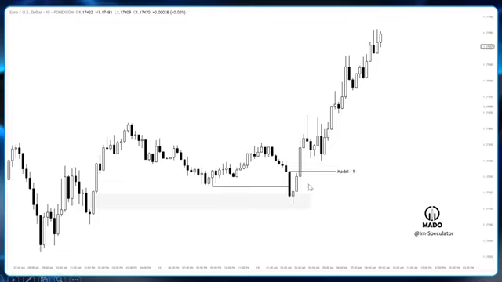The goal isn't to catch every single move. The goal is to catch the right ones with consistency and discipline. So, yeah, that's the one downside of Model 1. Keep it in mind as you trade, and it'll save you from frustration down the line.